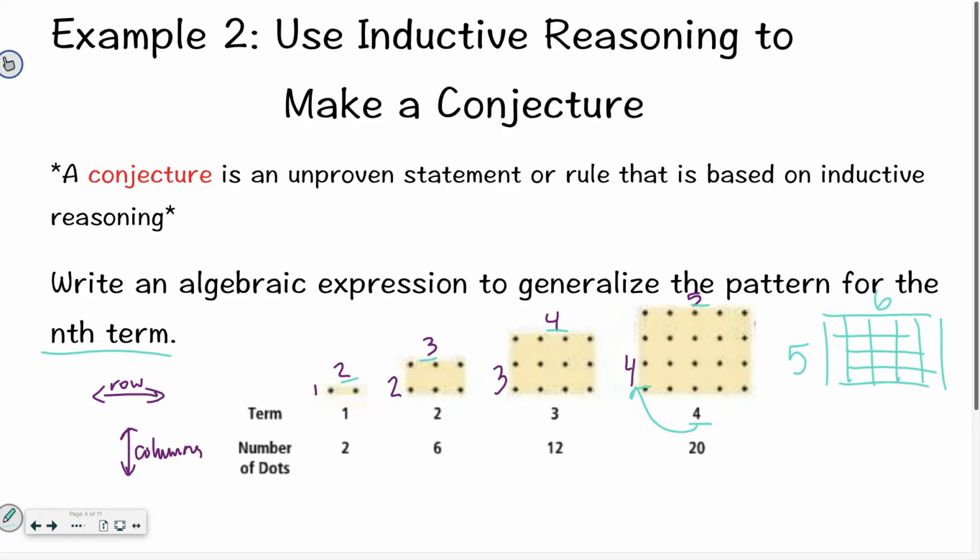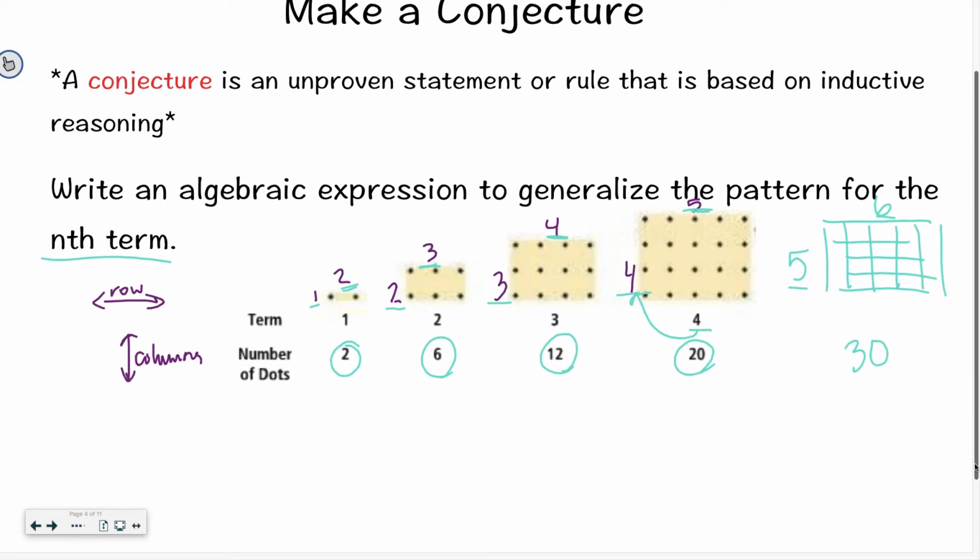How could I write this in terms of n? Well, if you look at how these numbers are related, 1 times 2 is 2, 2 times 3 is 6, 3 times 4 is 12, 4 times 5 is 20, 5 times 6 would give me 30. So what I'm doing is essentially just multiplying the two numbers. So my equation could be whatever term number, so I could use the nth term, I'm going to multiply by n plus 1.